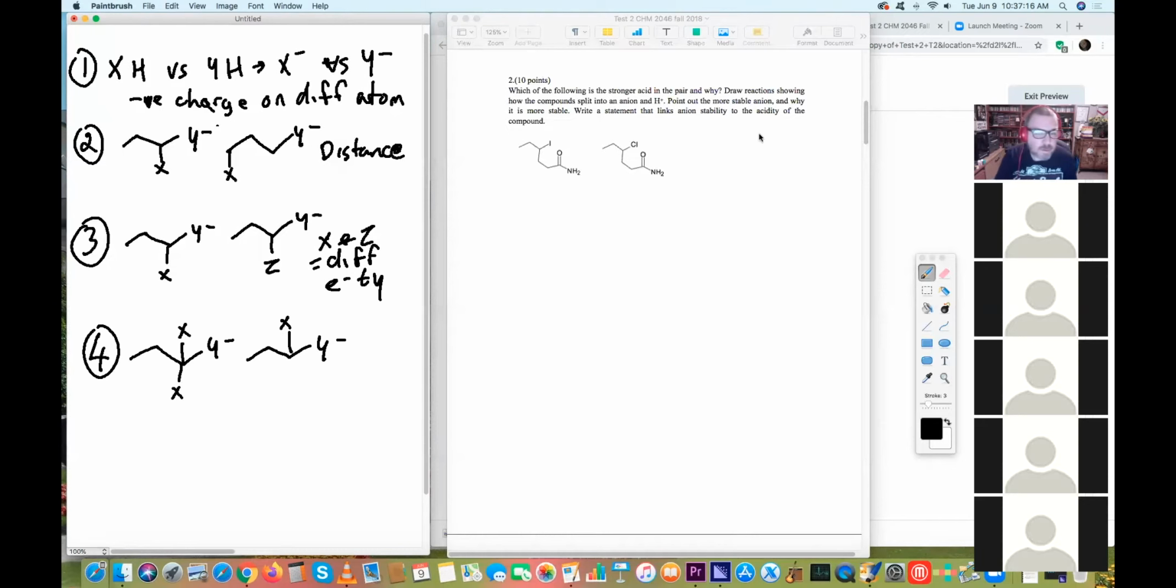So I'll try and keep this a little bit consistent. I'll take that one off there and I'll put the extra X on this one. There we go. Rather than more, I'll say greater number of electronegative atoms.